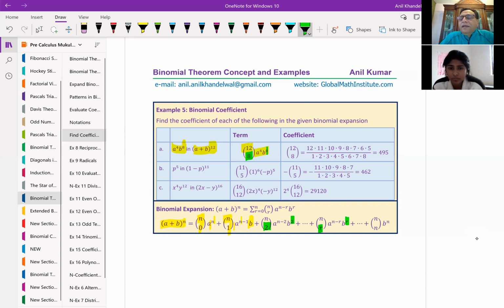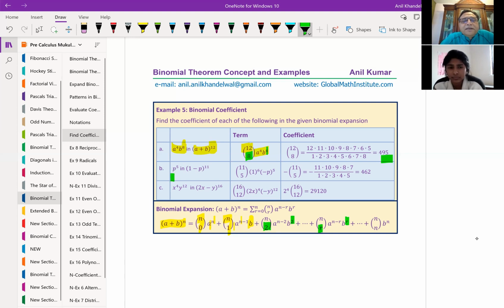You have to write 8 terms in the numerator: 12, 11, 10, 9, 8, 7, 6, 5. Those are the 8 terms. And 1 to 8 in the denominator. Just multiply and simplify to get your answer. So we get our answer. You can use a calculator as shown here, correct? So that is a simple way.